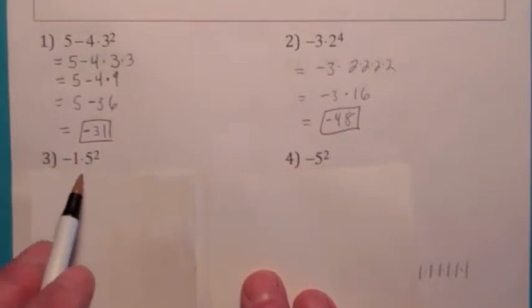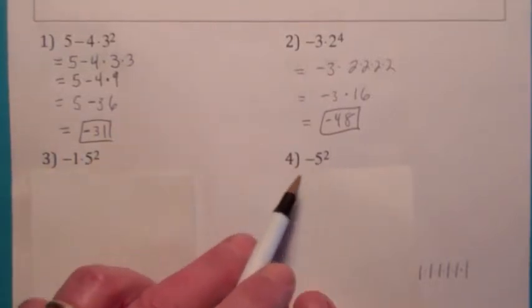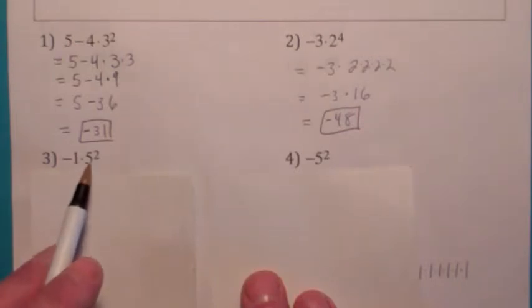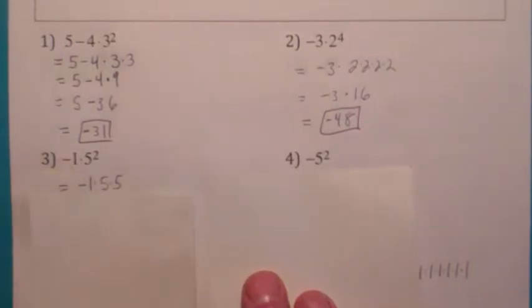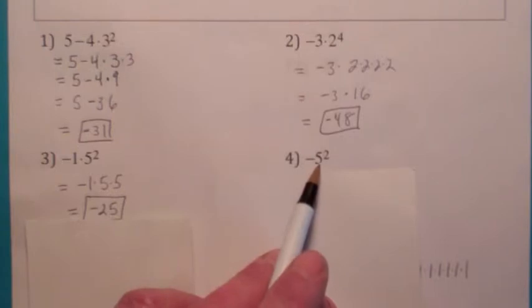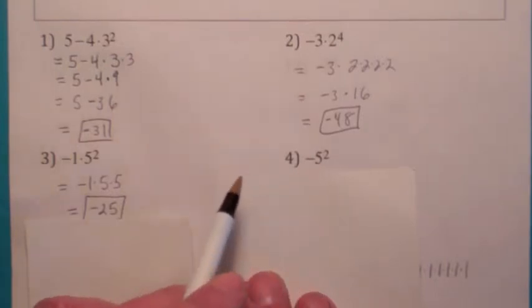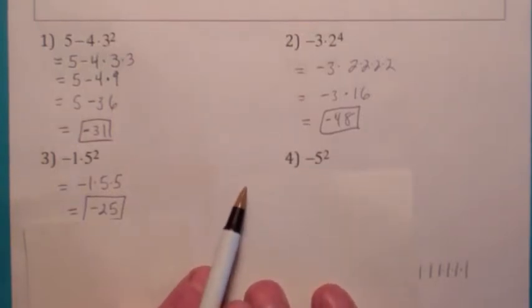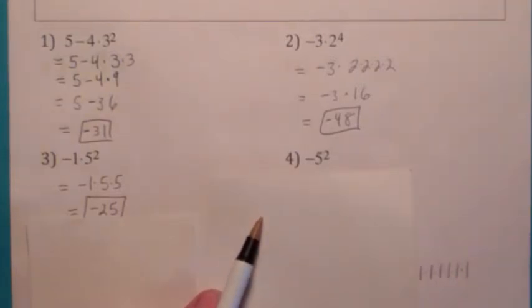Negative 1 times 5 to the 2 versus negative 5 to the 2. The base of this first exponent is 5, isn't it? So this is negative 1 times 5 times 5, which is negative 25. Now in the second one, do you see any parentheses present? No, there's no parentheses present. Furthermore, this negative in front of the number means you're multiplying by negative 1.